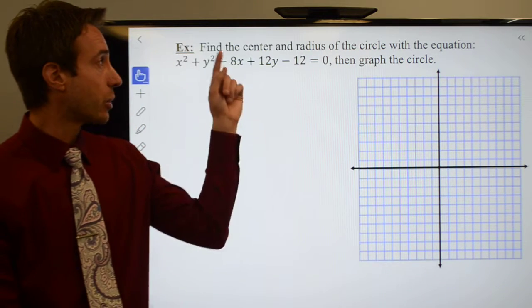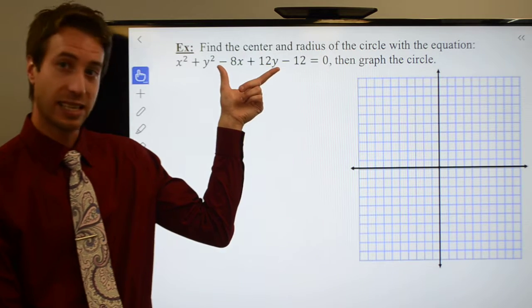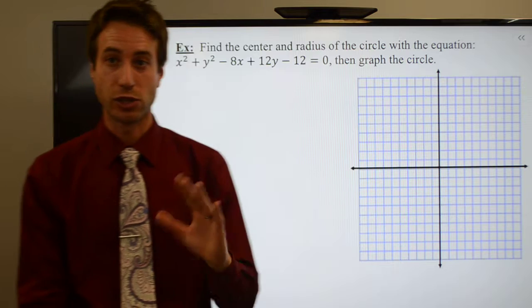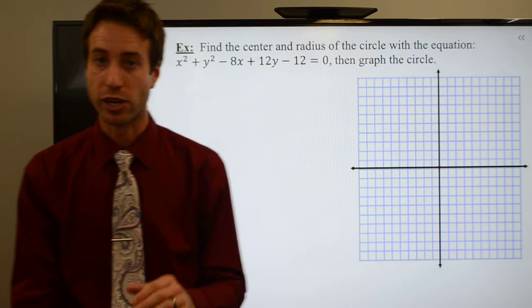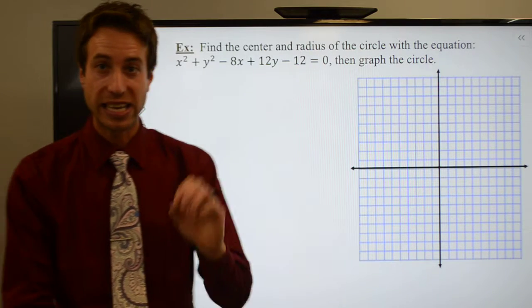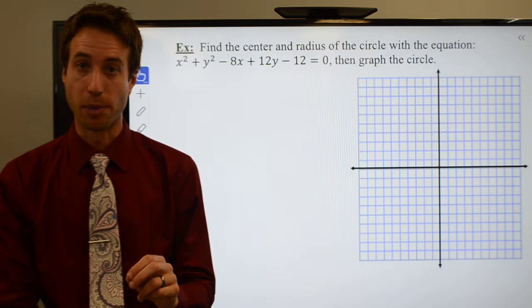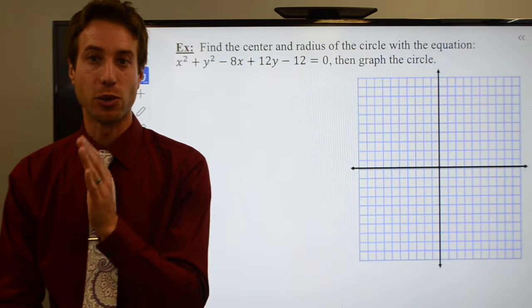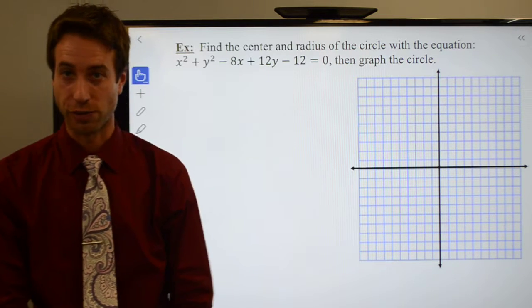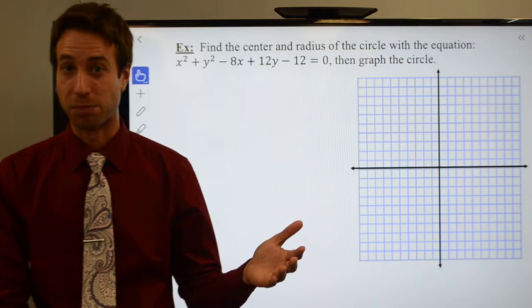Anyway, what I want you to do is find the center and the radius of a circle, given this kind of scary looking equation, and then you're going to go ahead and graph it. So let's just jump right into this and show you what you're going to do. You need to take this equation, which is not in vertex form, and put it in vertex form so that you immediately know the value of h, k, and r, which I ask you for all of. How do you do that? Well, you do that by completing the square.